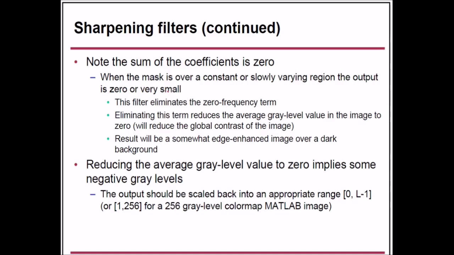addition is 0. So when the mask is over a constant or slowly varying region, the output is 0 or very small. That is why we took it such that if you combine them, it will be 0. So this filter eliminates the zero frequency term. Eliminating this term reduces the average gray level value in the image to 0, and the result will be somewhat of an edge enhanced image over a dark background. Reducing the average gray level value to 0 implies some negative gray levels. So the output should be scaled back into the appropriate range, like 0 to 255 for an 8-bit image, or a 256 gray level color map in MATLAB.